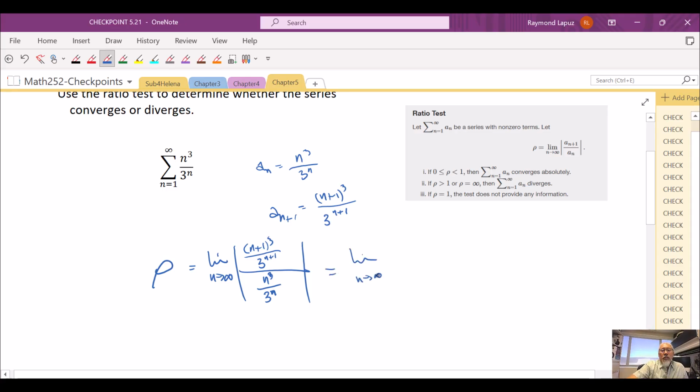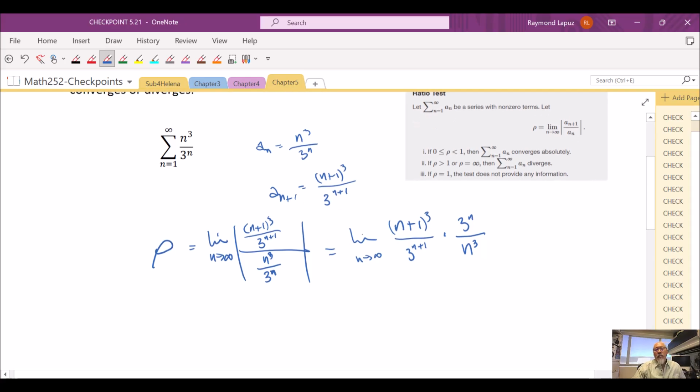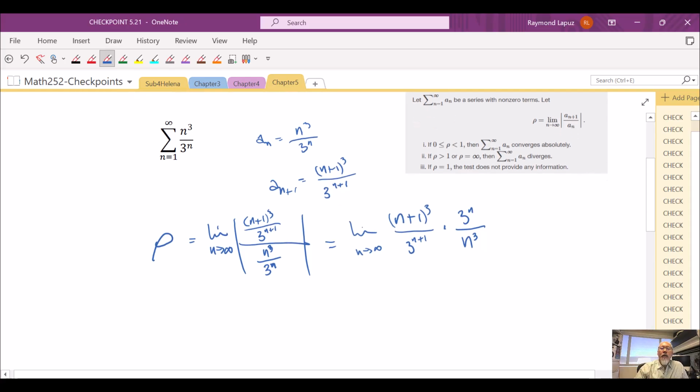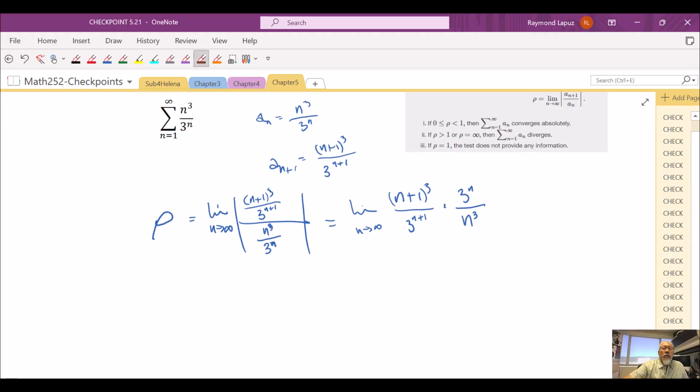Whenever we do these ratio tests, because we're taking ratios of fractions, we're going to end up multiplying by reciprocals. So we have n plus 1 to the third divided by 3 to the n plus 1 times 3 to the n divided by n to the third. And because these are all positive anyways, I'm going to drop the absolute value. And then I will also note that this 3 to the n plus 1 is actually equal to 3 times 3 to the n. That will allow us to cancel one of the 3 to the n's, and then all we have left is 3.